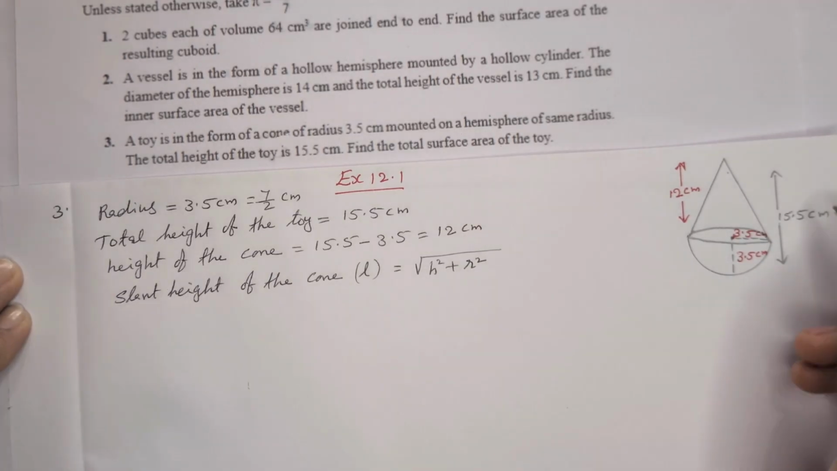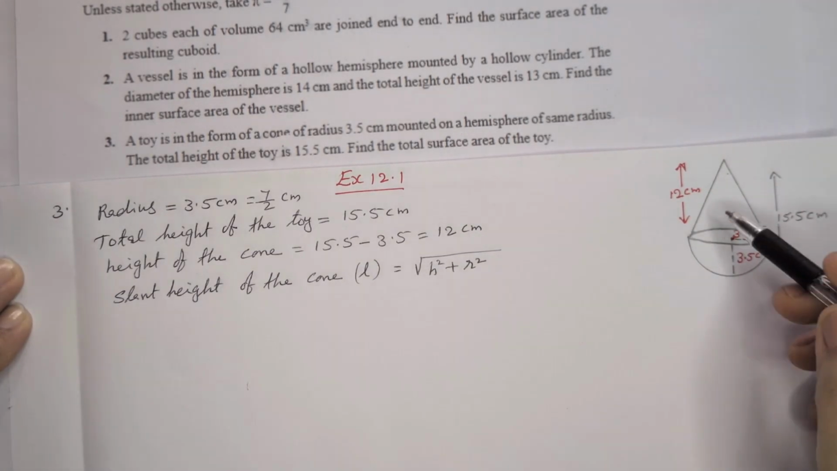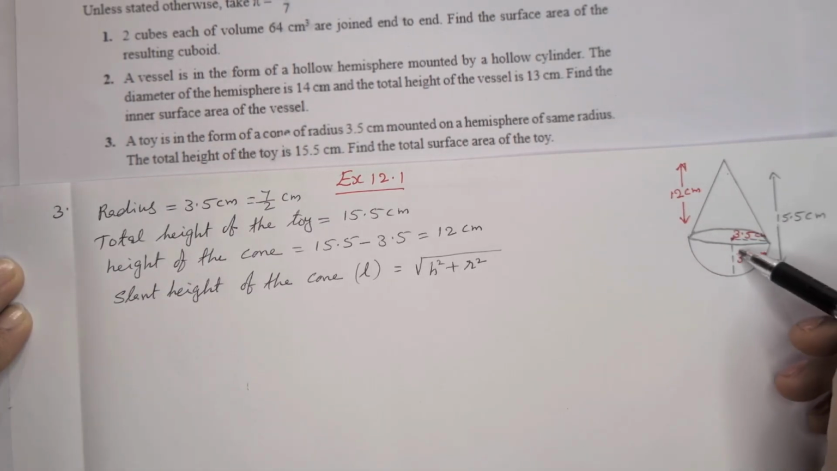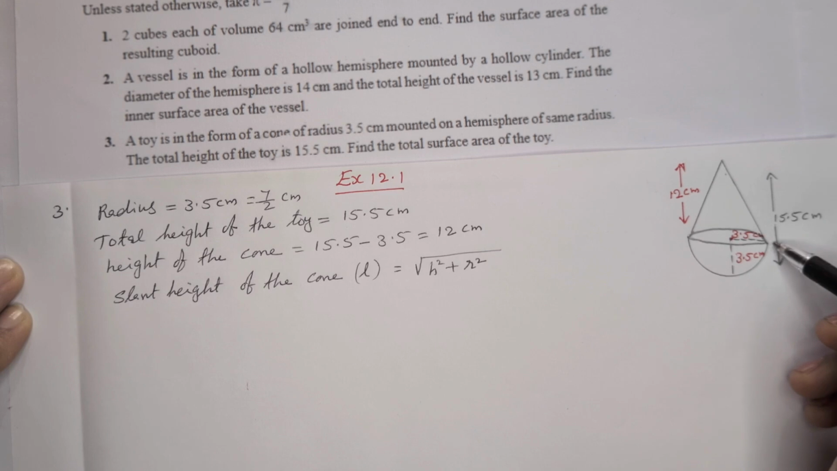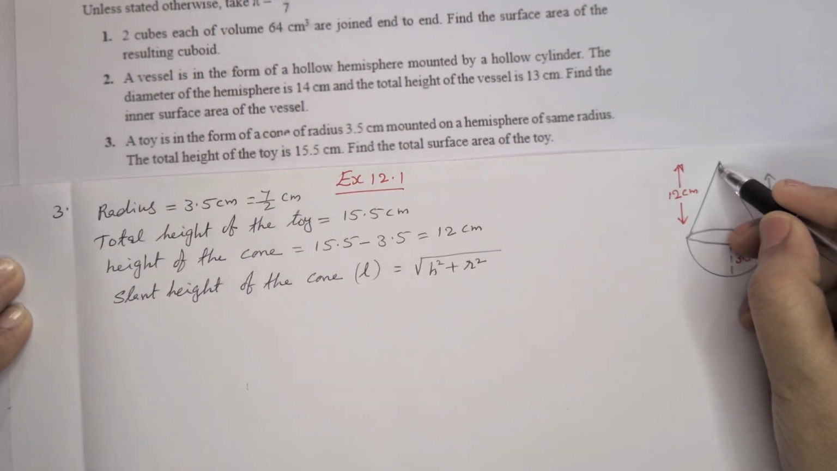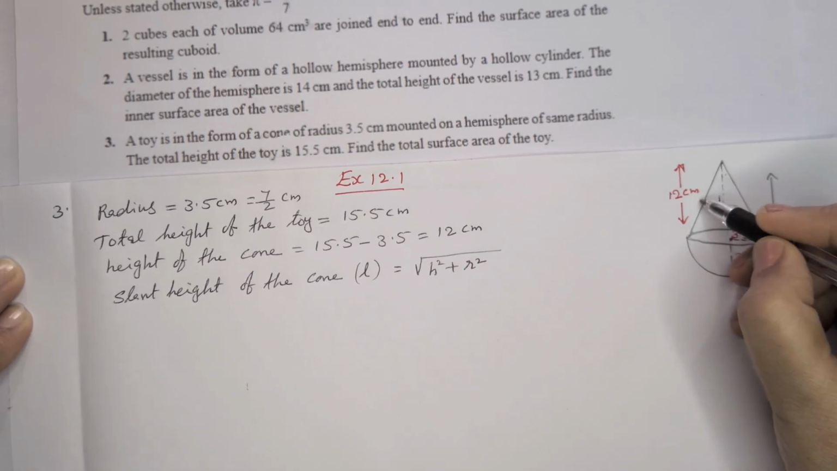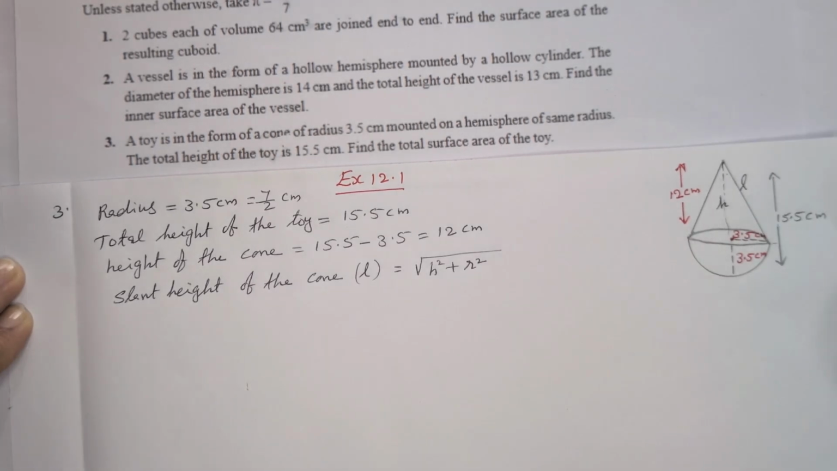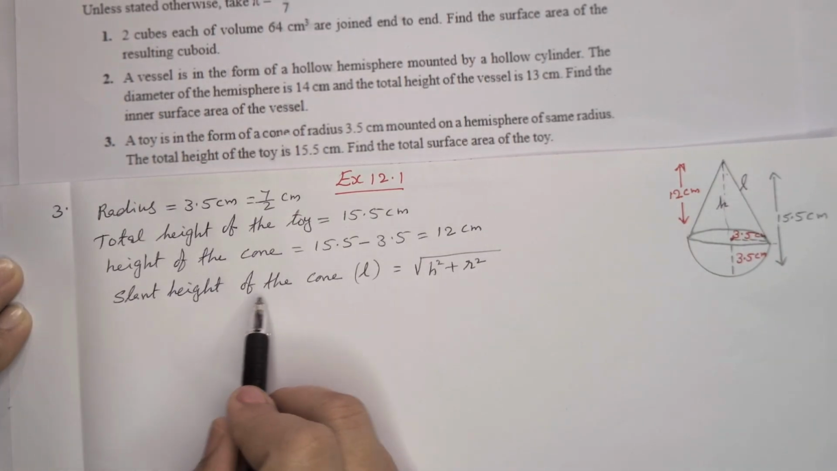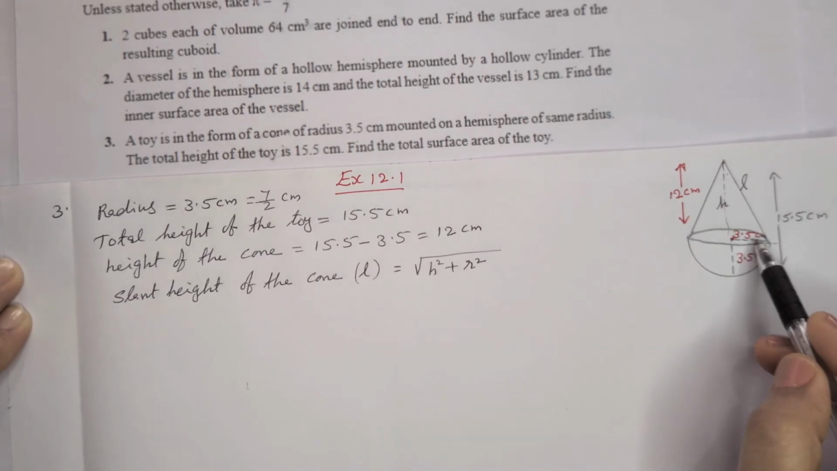Then total height of the toy is given as 15.5 centimeter. Then height of the cone is equal to 15.5 minus 3.5. This much height we have to subtract to find the height of the cone. Height of the cone means this one, that is h. This side is the slant height, l. Now to find the slant height of the cone, l is equal to root of h square plus r square.